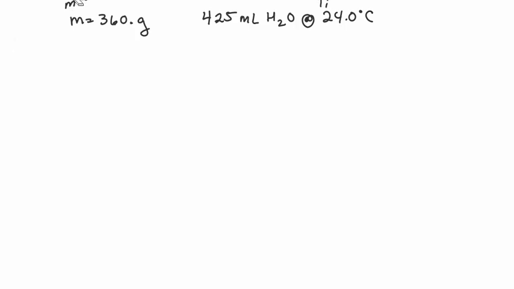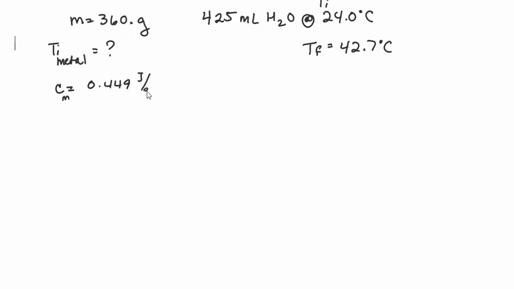So this is my TI, here's my M, I already did that. So you see how this is going to shake out immediately. So the final water temperature is 42.7 degrees Celsius, what was the initial temperature of the metal? Well, the C of the metal, so the heat capacity of the metal, is 0.449 joules per gram degrees Celsius. That's what we calculated in our pan example at the beginning. Now the Q of the metal, which is the system, is going to be equal to the negative Q of the water, which in this case is the surroundings.